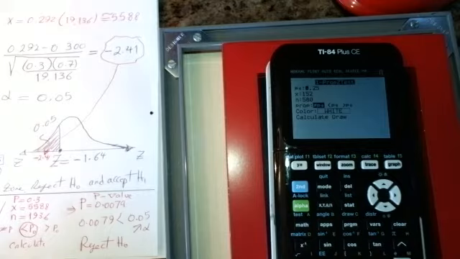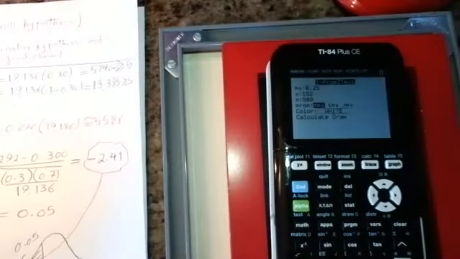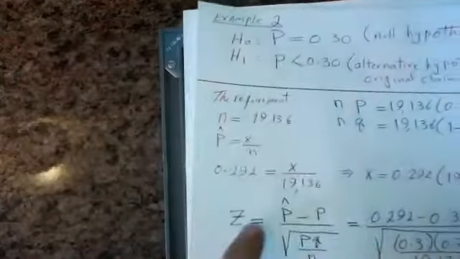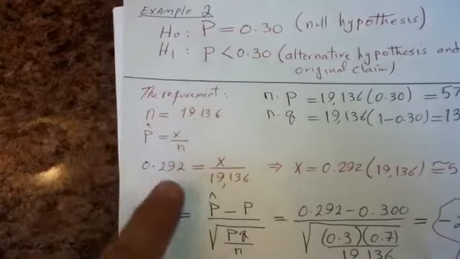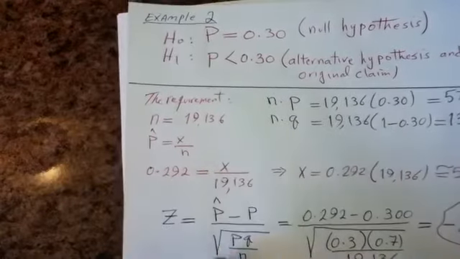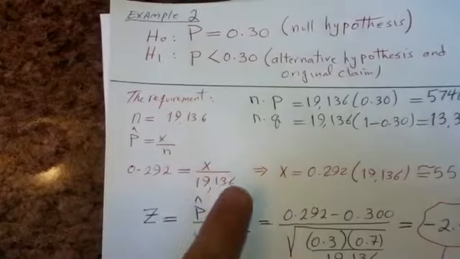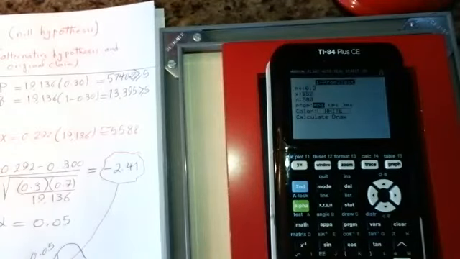The value of P in our case was 0.30. Then X. That's why we need to calculate the X. The problem gave me P hat and N, but they didn't give us the X. We didn't need the X for the formula, but if you want to use the calculator, you need it. How do I find the X? Just multiply these two numbers, which gives 5588. So we put that here. The value of N was 19,136.